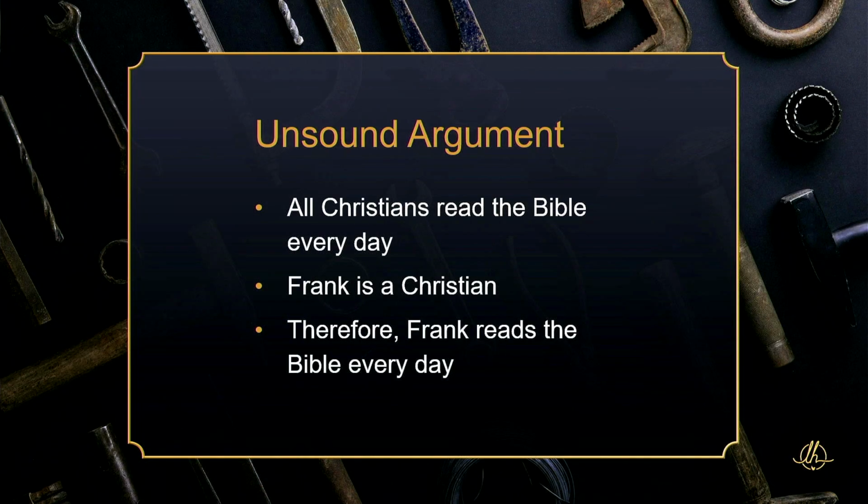This is where you have a valid argument, but one or more of the premises are false. So, premise 1, all Christians read the Bible every day. Premise 2, Frank is a Christian. Therefore, Frank reads the Bible every day. So, in this case, premise 1 and premise 2 do, in fact, lead to the conclusion. It is a valid argument. The problem is, both the premises aren't true.